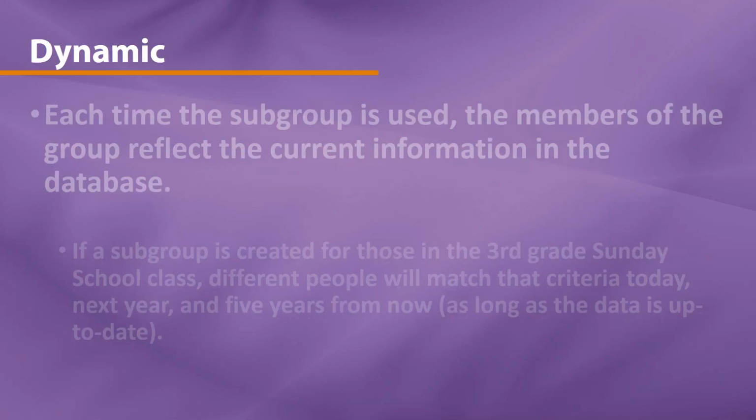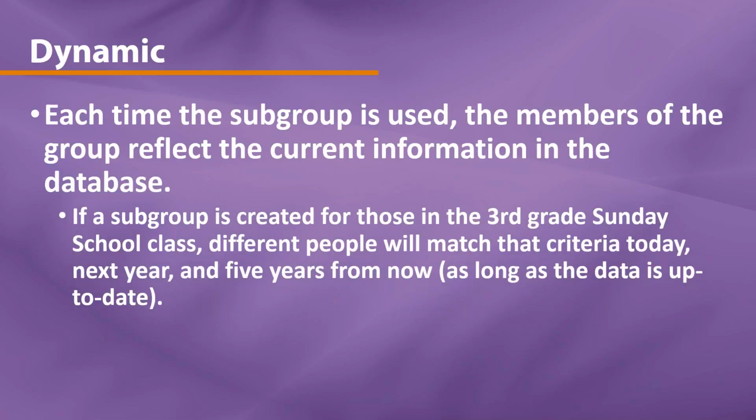So dynamic, a few other little facts about dynamic subgroups. Each time the subgroup is used, the members of the group reflect the current information in the database, hence the name dynamic. So they change as you add information into the program. If a subgroup is created for those in the 3rd grade Sunday school class, different people will match that criteria today, next year, and 5 years from now, as long as your data is up to date. So with this being a dynamic subgroup, it's automatically going to update.